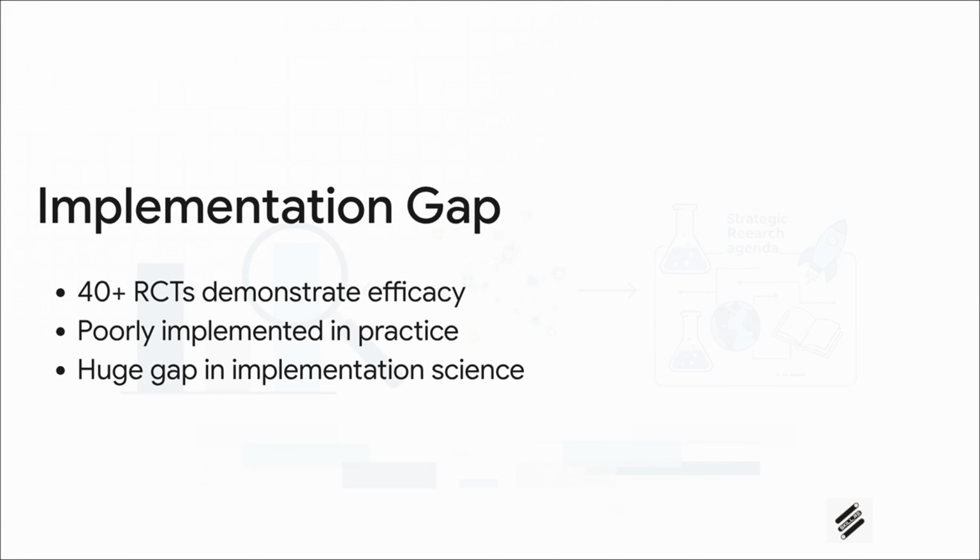Community health workers in low-resource settings are a prime example here. Despite over 40 randomized controlled trials proving their efficacy, they are still poorly implemented in practice. There's a massive research gap regarding real-world implementation barriers, scalability, and cost-effectiveness. The takeaway? Never, ever neglect implementation as a source of critically important research.